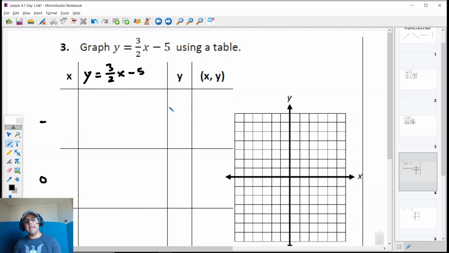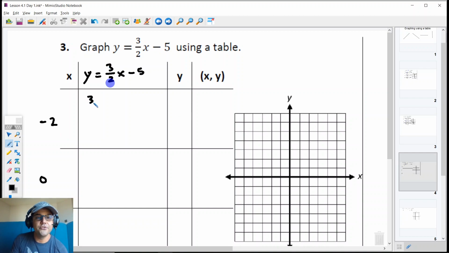We said when it was an integer, just select -1, 0, 1. When it's a fraction, look at your denominator. Denominator of 2. I'm going to suggest that you focus on that denominator and let that be your guide. So I'm going to choose -2, 0, +2. If my denominator was 4, I would choose -4, 0, 4. If my denominator was 5, I would choose -5, 0, 5. And you'll see why right now.